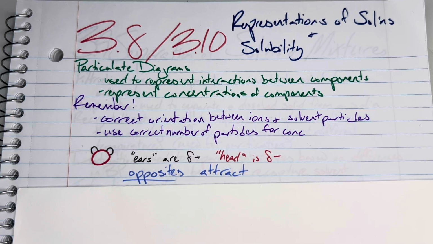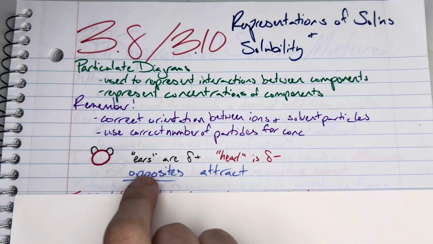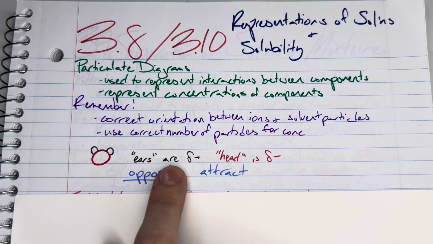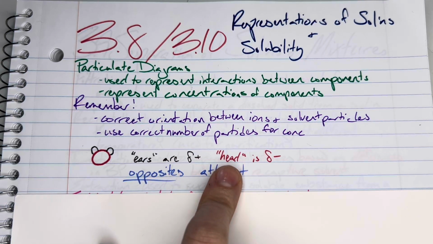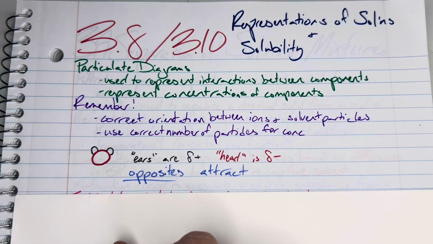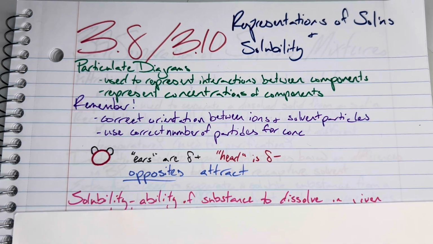Remember also that opposites are attracting, so your hydrogen ears of your water should be oriented toward any anions, and your oxygen head should be oriented toward your cations.